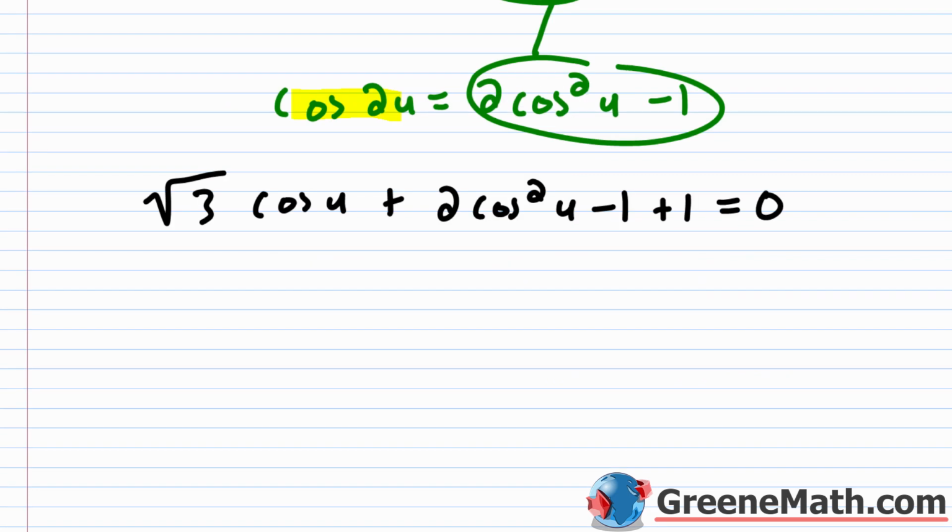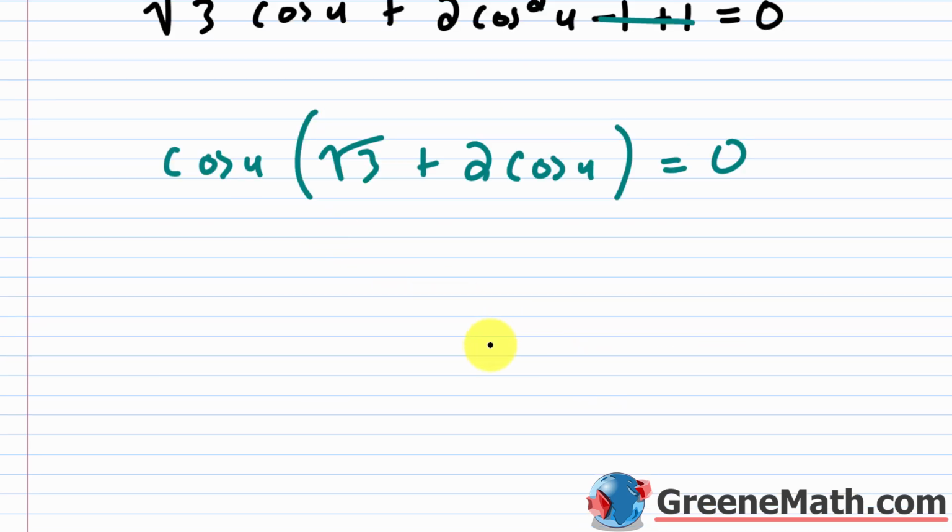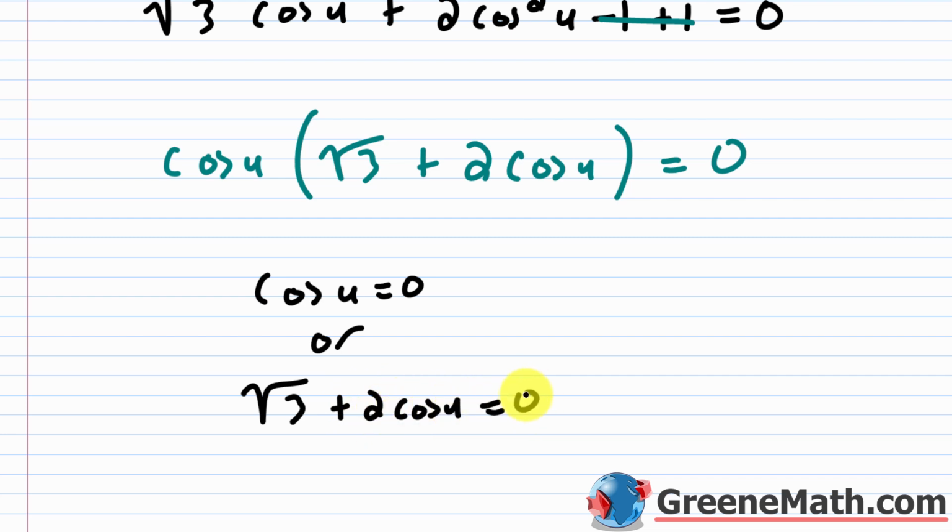All right, so pretty easy to solve this. Negative 1 plus 1 will cancel away. So what I'm going to do is just factor out cosine of u. If I pull that out, inside you'd have the square root of 3, and then plus 2 cosine squared u is cosine of u times cosine of u, so you just have cosine of u here, and then this equals 0. To solve this, we're going to say cosine of u is equal to 0, or you're going to have square root of 3 plus 2 cosine of u is equal to 0.